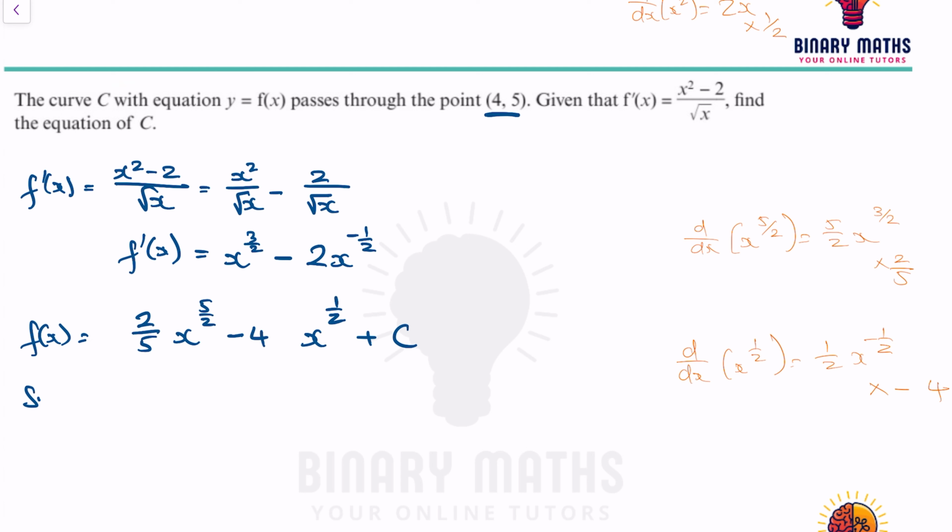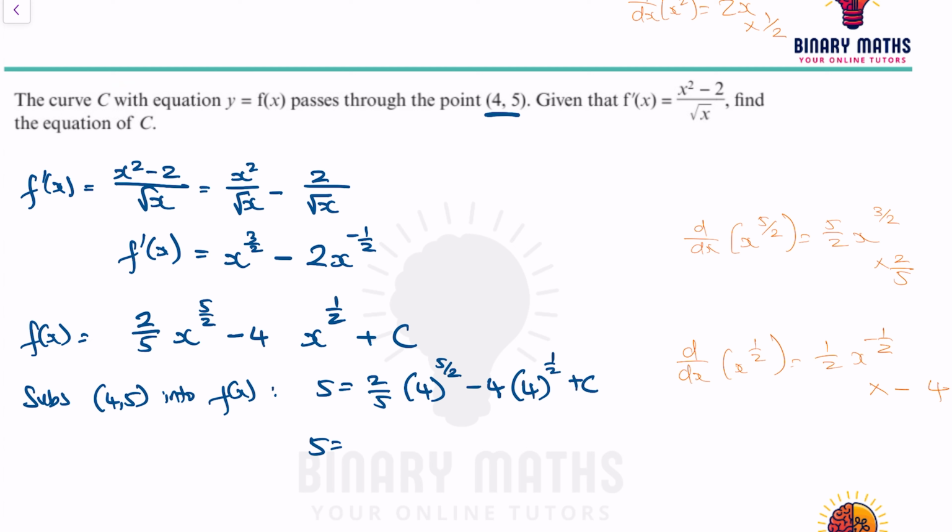Now I need to substitute the point (4, 5) into f of x, which means I get 5 is equal to 2 over 5 times 4 to the power of 5 over 2 minus 4 times 4 to the power of a half plus c. 4 to the power of 5 over 2 is the same thing as the square root of 4, which is 2, to the power of 5, which is 32. 2, 4, 8, 16, 32, yep. And minus 4 times 4 to the power of a half is just 2, plus c.